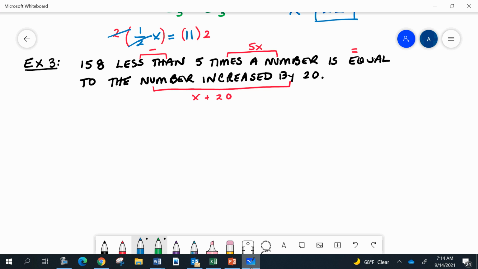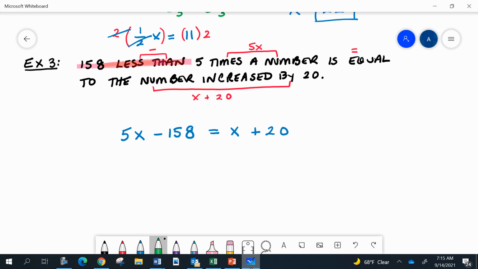Now I'm going to tell you the tricky part is when you read 158 less than 5 times the number. So what that's going to look like is 5 times the number, and what we're doing is subtracting 158 less than that, okay? If it's 158 less than, then it's the 158 that needs to be negative because it's being subtracted. So now we have our is equal to the number increased by 20. All right, so that's the hard part.